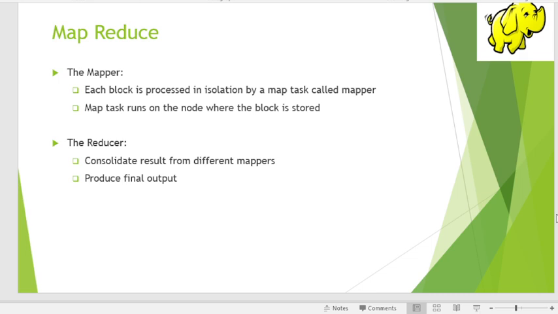Another component of the Hadoop ecosystem is MapReduce. It has two major parts, the mapper and reducer. Each block is processed in isolation by the map task called the mapper, and the map task runs on the node where the block is stored. The reducer consolidates results from the different mappers and produces the final output.